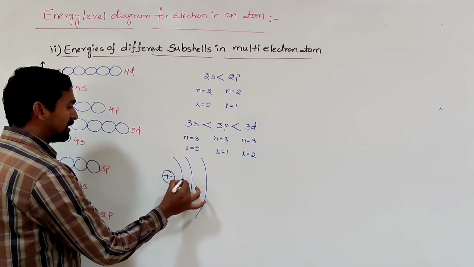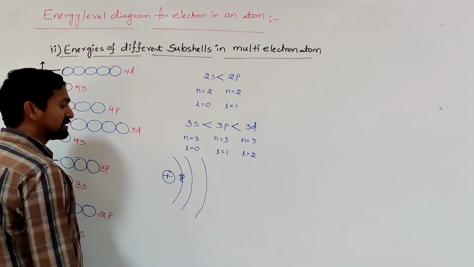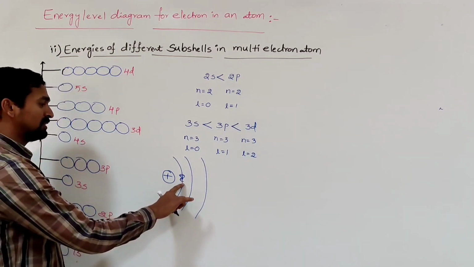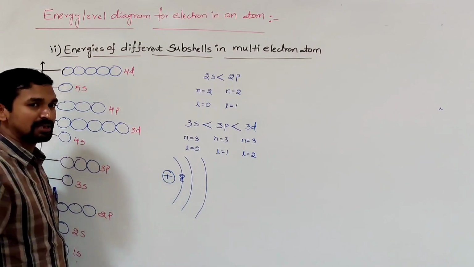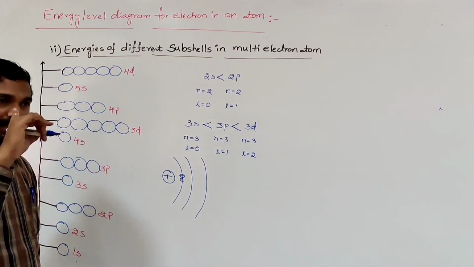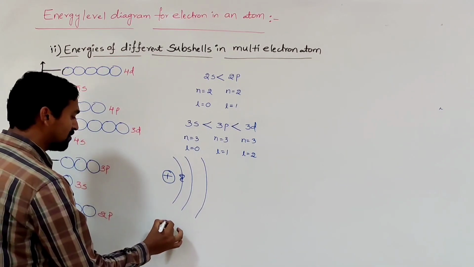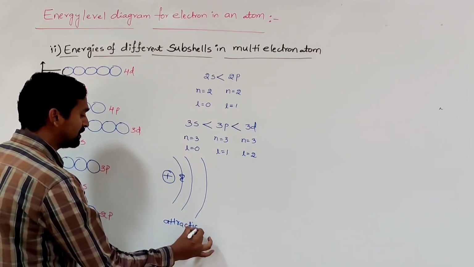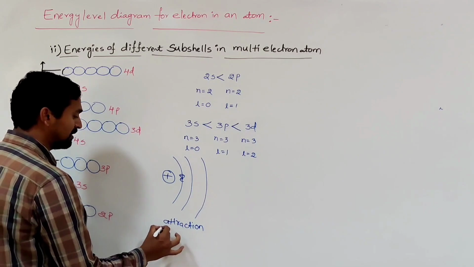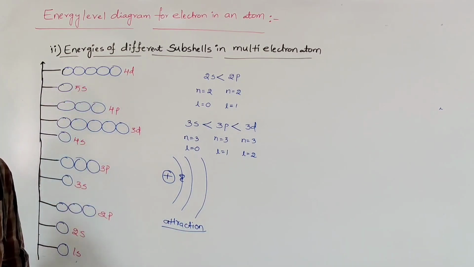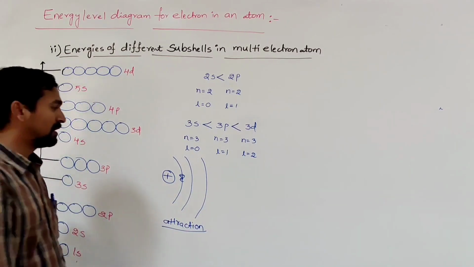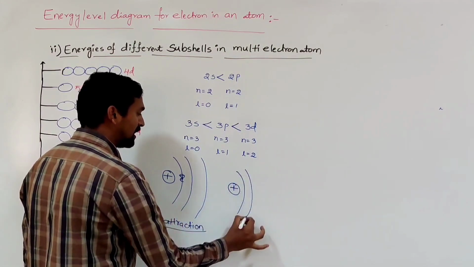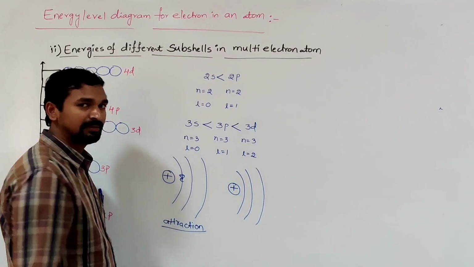And here an electron is present. In the case of the hydrogen atom, only one electron is present. That's why this electron is attracted by the nucleus. That means in the case of the hydrogen atom, only one kind of interaction is there between the nucleus and the electron, that is, attraction.